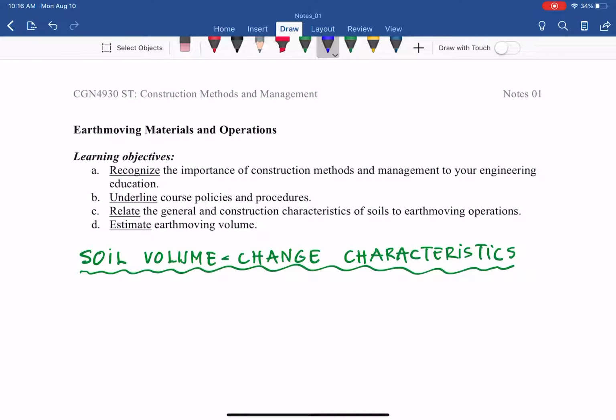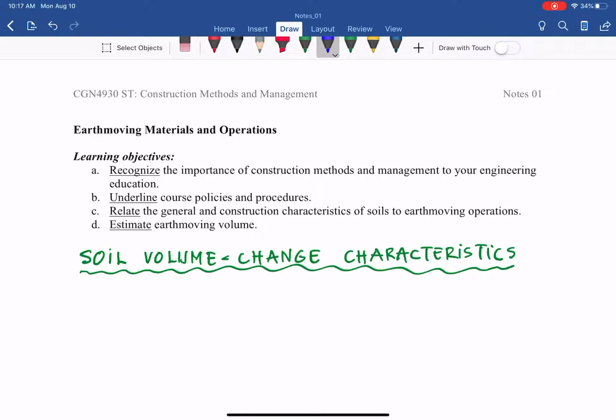You see the first lesson of the class, also the first lesson of this week. We see the earth moving materials and operations for construction method and management. And every week we cover roughly 2 lessons. And this is the first lesson of this week.